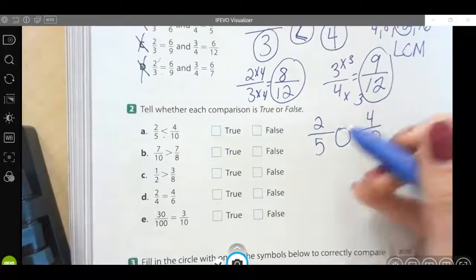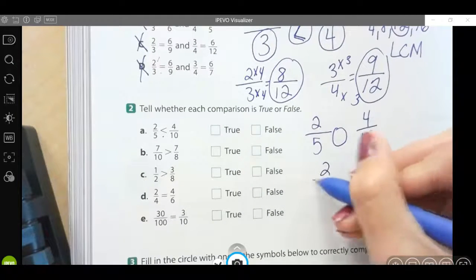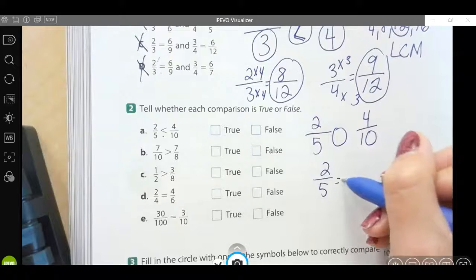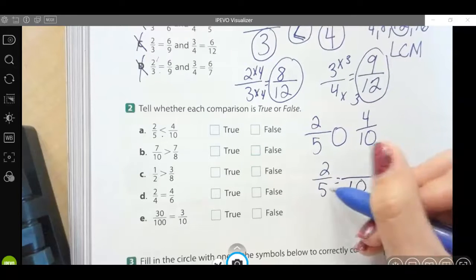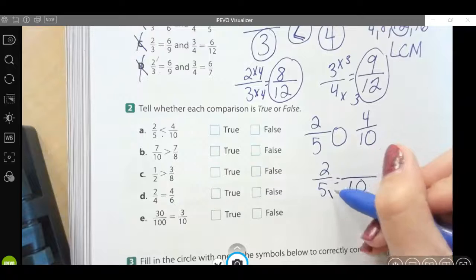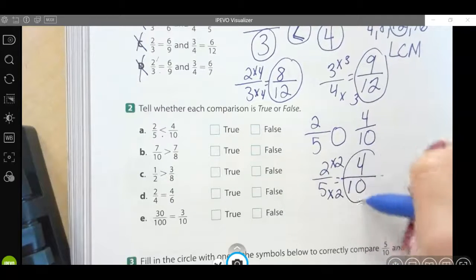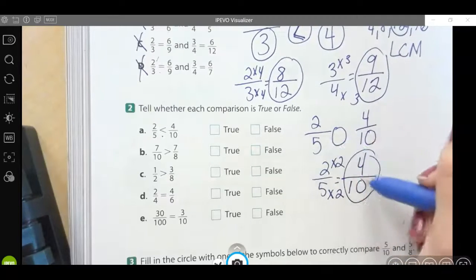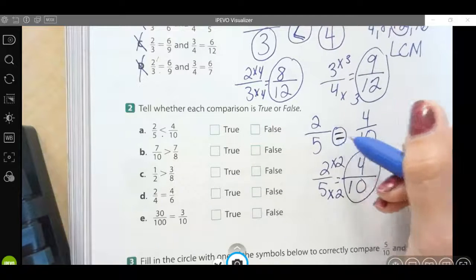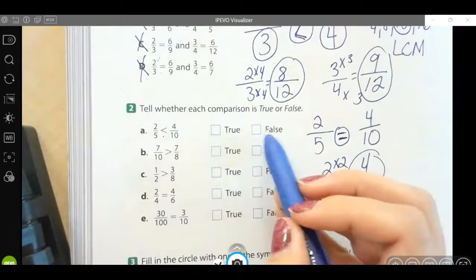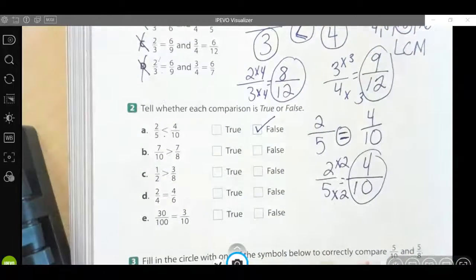Okay. Do we change the 2/5 or the 4/10? 2/5. I need to make it a fraction with a common denominator of 10. How do we go from 5 to 10? Times 2. So 2 times 2 is 4. So we have 4/10 is equal to 4/10, so what goes in our box? Equal. So is this true or false? False. Good.